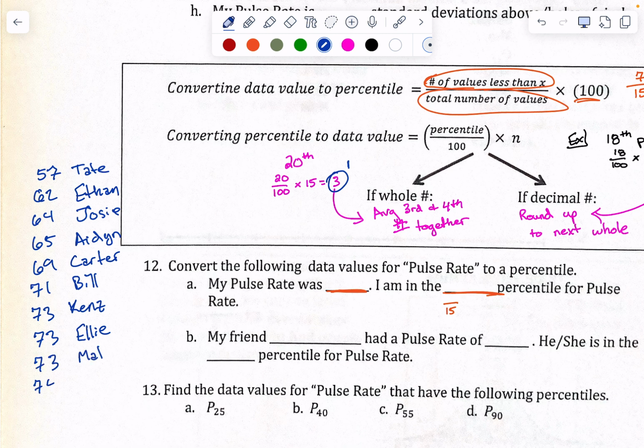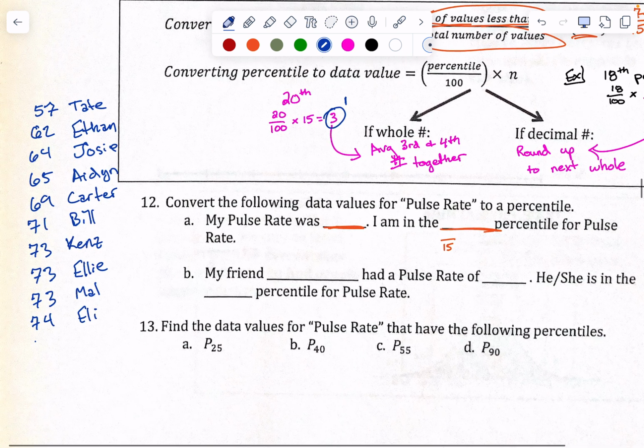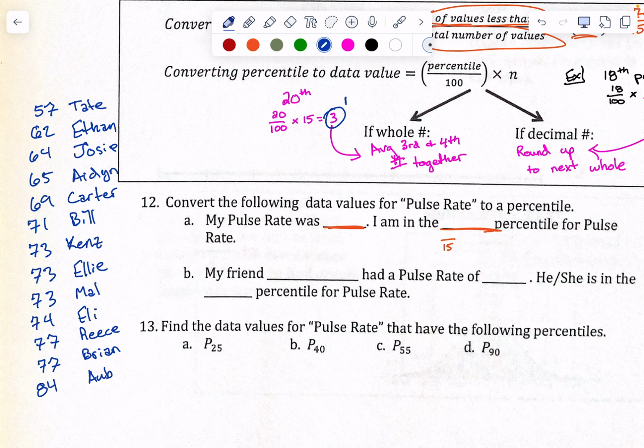74, Eli. 77, Reese. 77, Brian. 84, Aubrey. 85, Matthew. 115, Comey. Is that 15? 1, 2, 3, 4, 5, 6, 7, 8, 9, 10, 11, 12, 13, 14, 15.